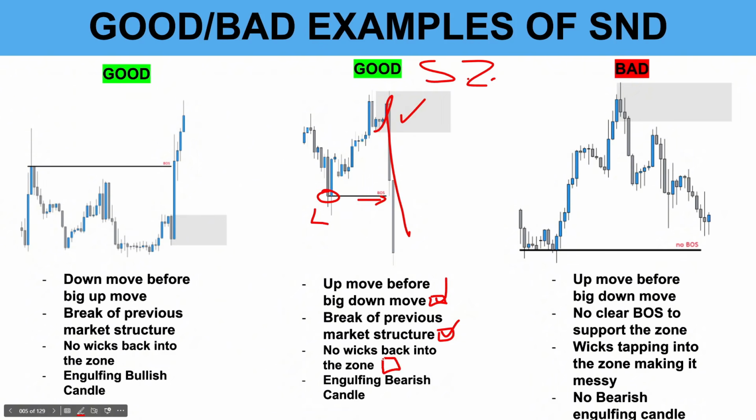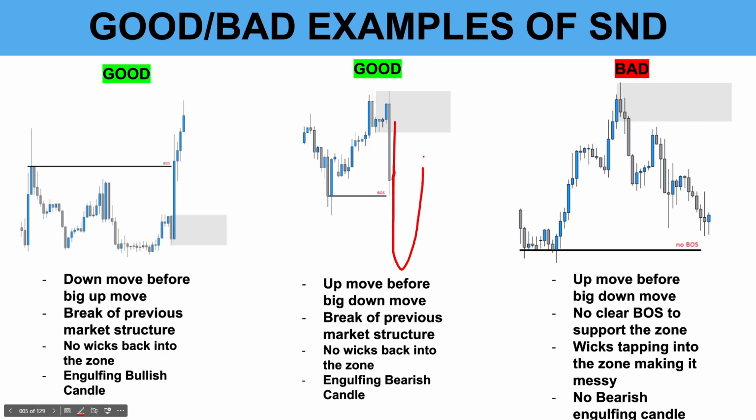No wicks back into the zone, right? We already established what this meant through this example. What that means is, if I clear everything off the screen, if this candle or any of the other candles following it had wicked back into the zone, or if price had returned to the zone quite quickly, then we know that the zone is already mitigated and price has already tapped into it, so it's no longer a valid zone. This is very important, that price has no wicks back into the zone. And lastly, an engulfing bearish candle.